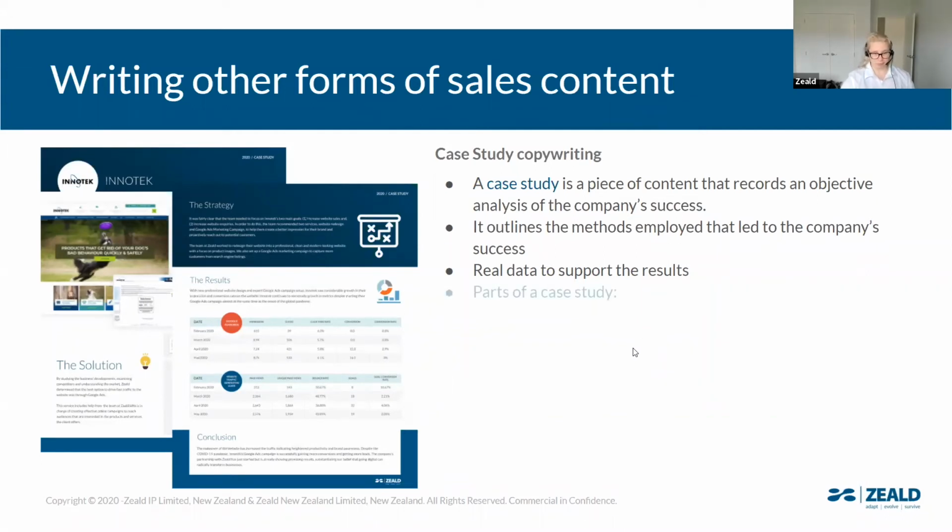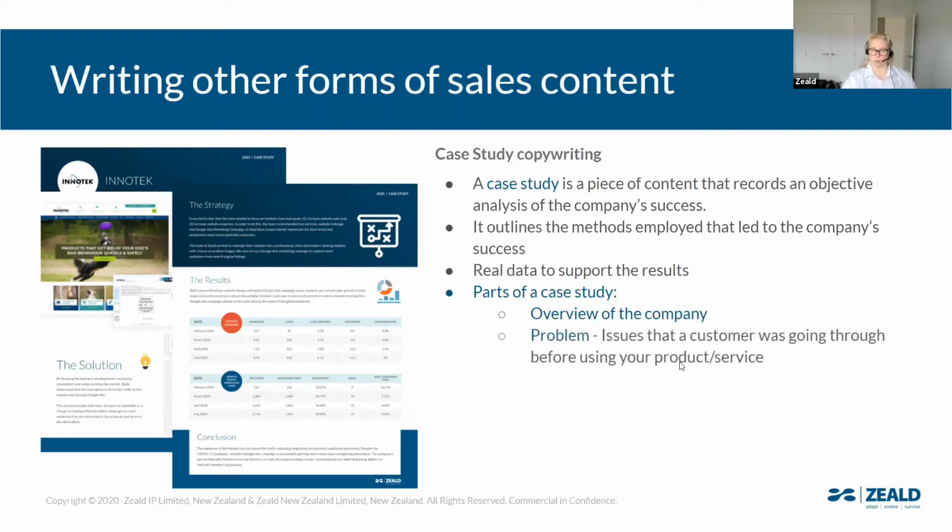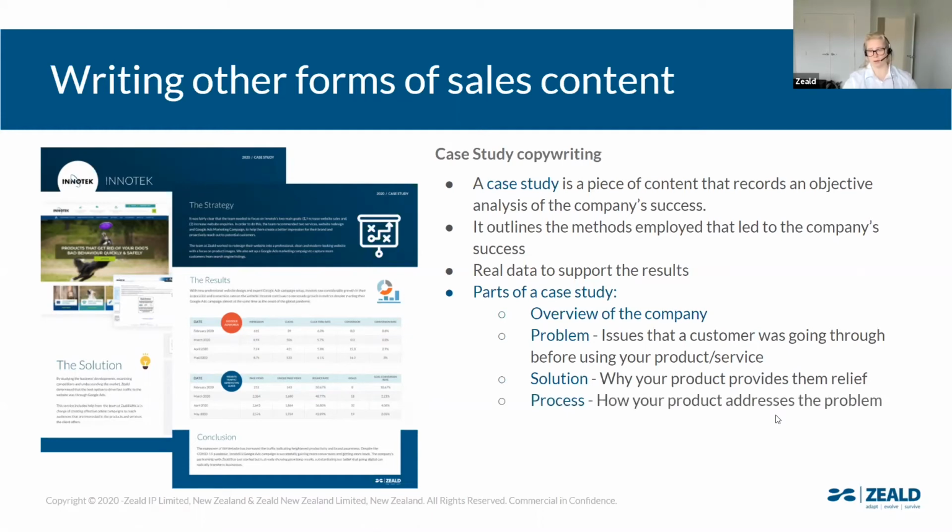So parts of a case study could be an overview of the company. So this is the client, not yourself. What the problem was with the issue and how you guys came together to what product and service helped. The solution, so why this product or service provided them this relief. And then the process, so how our product addresses the problem through the process. And then last but not least, which is probably one of the most important bits, is the result. So because we did all this and this is how the product helped, this is how successful it was at helping the client.